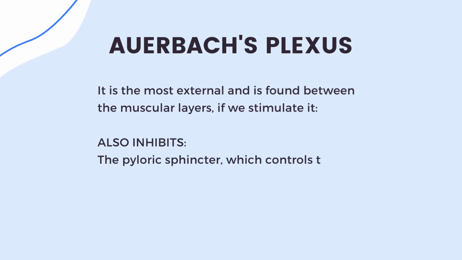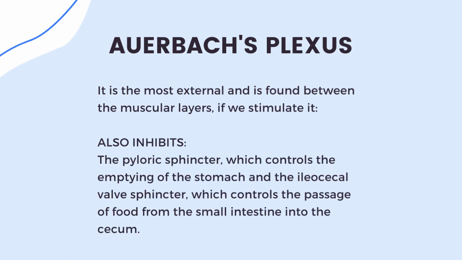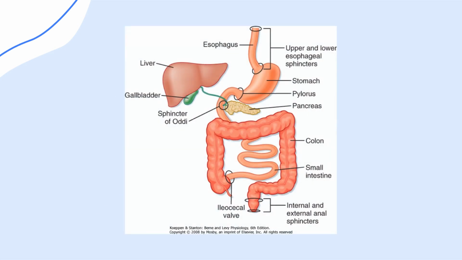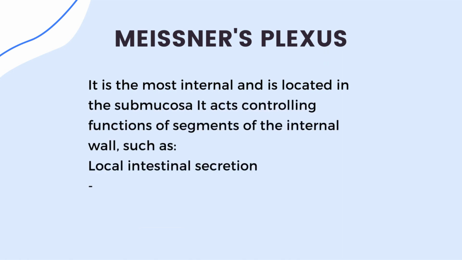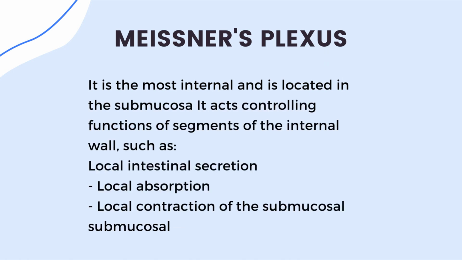Remember that the stimulation of Auerbach's plexus also inhibits two sphincters, the pyloric sphincter, which controls the emptying of the stomach, and the ileocecal valve sphincter, which controls the passage of food from the small intestine to the large intestine. Notice here are the pyloric sphincter and the ileocecal sphincter. Now Meissner's plexus is more internal and is located in the submucosa and acts controlling functions of segments of the internal wall, such as intestinal secretion, absorption, and local contraction of the submucosal muscle.